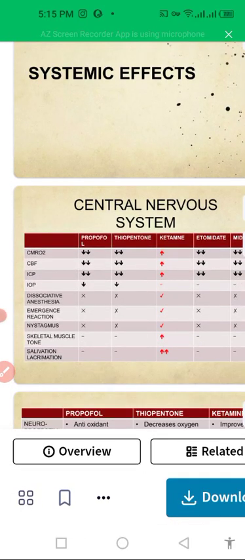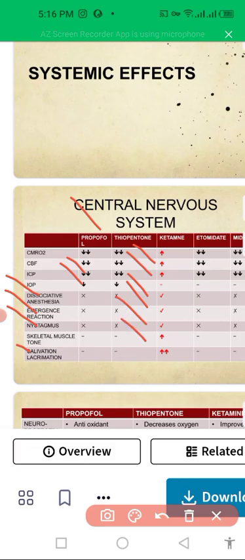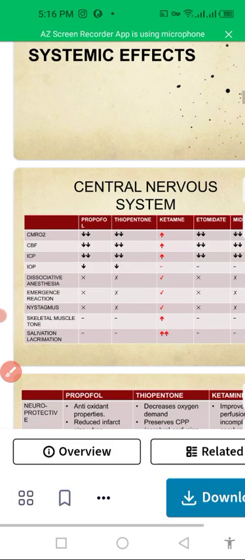Now there are different effects for these drugs. Propofol decreases intracranial pressure and intraocular pressure, and it has no role in dissociative anesthesia, does not cause emergence reaction or nystagmus, and does not cause salivation. While ketamine increases intracranial pressure along with intraocular pressure, it causes dissociative anesthesia, emergence reaction with nystagmus, skeletal muscle tone is increased, and lacrimation or salivation can be increased. So this is the thing that you have to keep in mind.